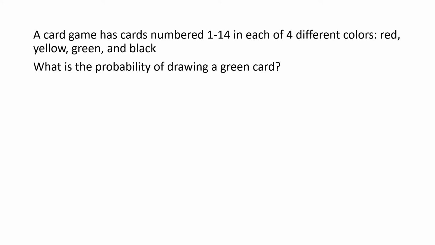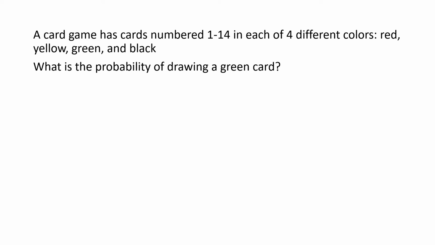Very often you're going to be given some information that you're going to need in order to solve these, and more often than not, these are word problems. So here's the information we're given. A card game has cards numbered 1 through 14 in each of 4 different colors: red, yellow, green, and black. So basically you have 1 through 14 red, 1 through 14 yellow, 1 through 14 green, 1 through 14 black. That's the set of information that we need to glean our information from. And we're asked, what is the probability of drawing a green card?